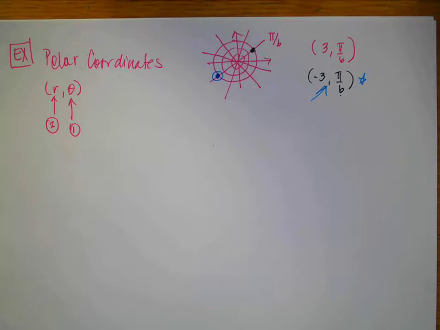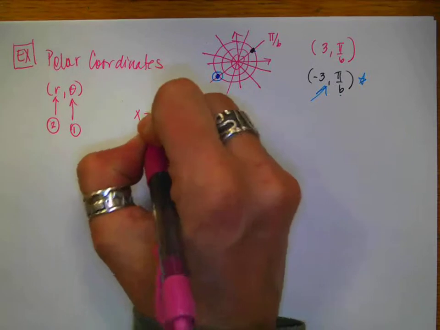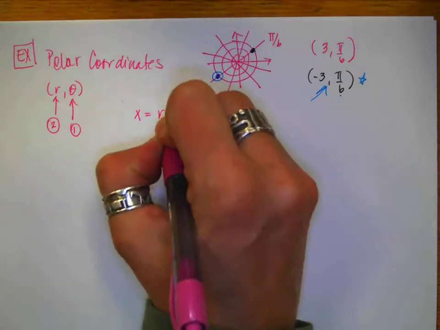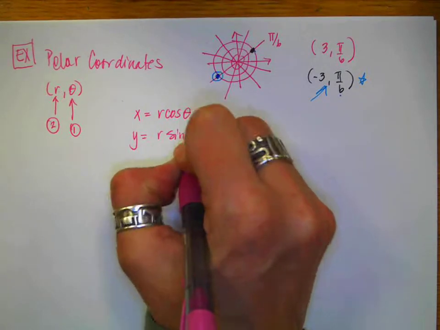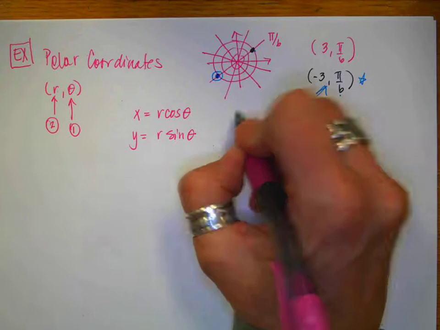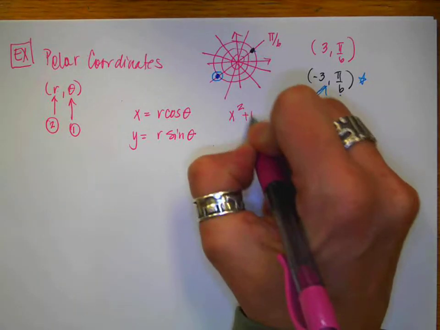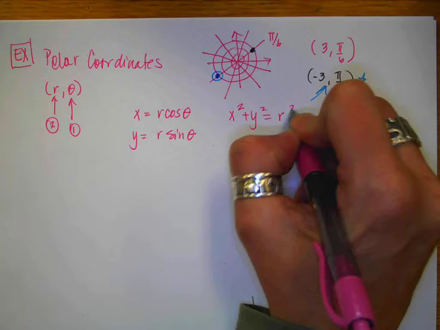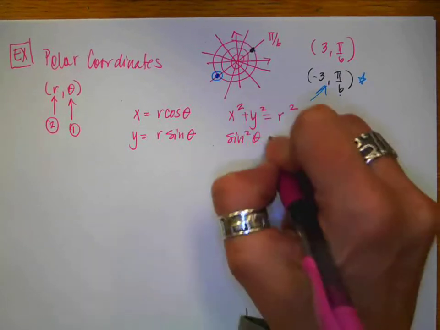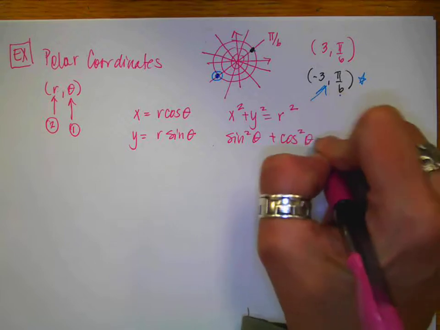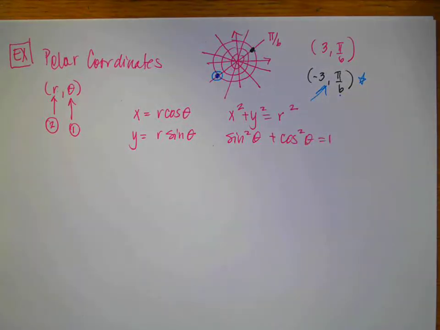Other things that you need to remember about polar coordinates, even though it's been a million years, I have some conversion factors. X is going to be r cosine theta, and y is going to be r sine theta. I use the Pythagorean identity x squared plus y squared is r squared. Sorry, that's my equation of the circle. And here's the identity: sine squared theta plus cosine squared theta is 1. So that's really what you need to know as we go back and do polar coordinates.